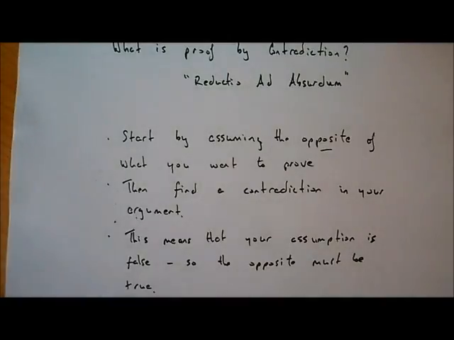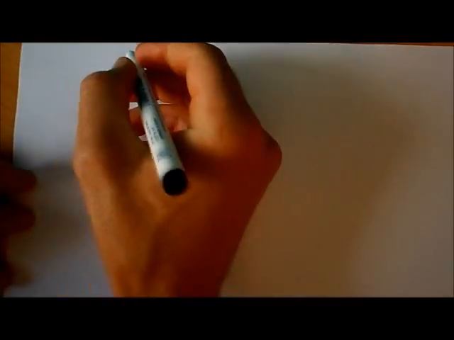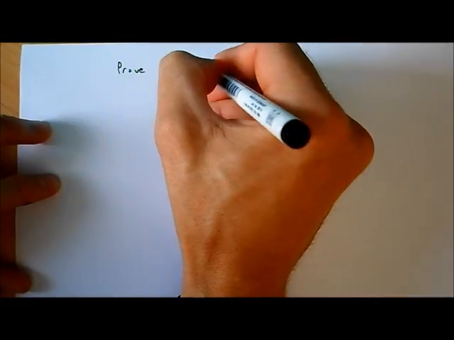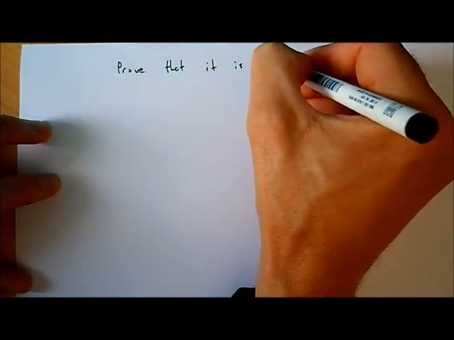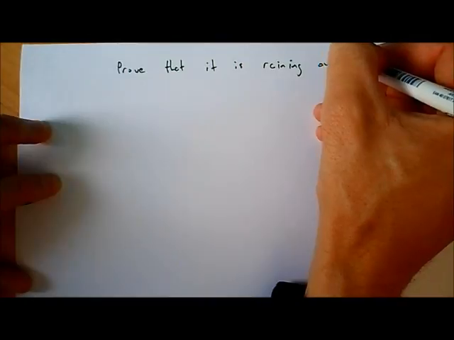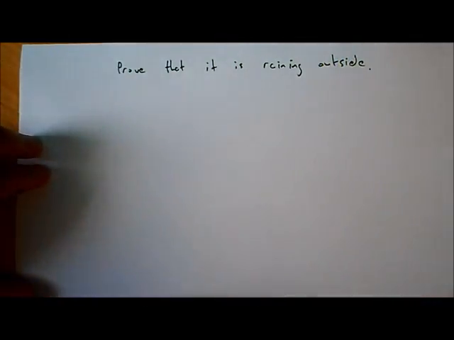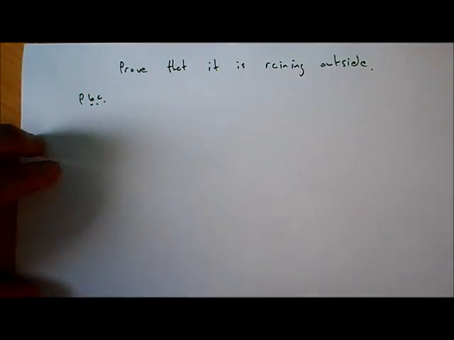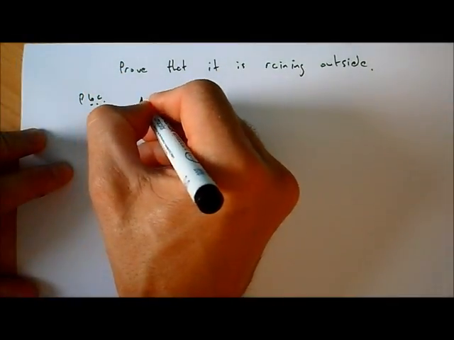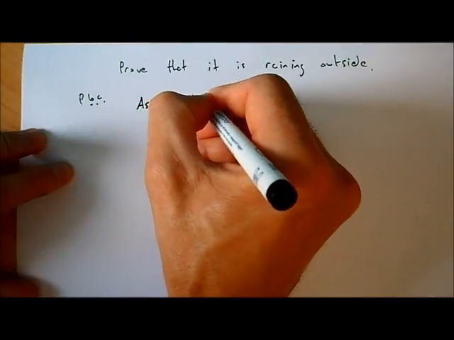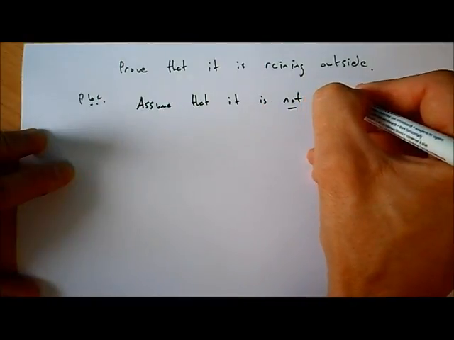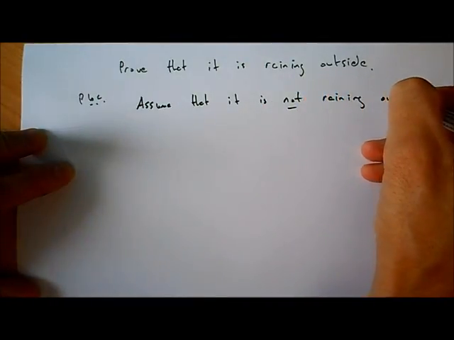So let's have a look at a really simple example. Say we wanted to prove that it is raining outside. So we're going to do a proof by contradiction on that. So a PBC, proof by contradiction. We start off by assuming the opposite. So we'll assume that it is not raining outside.